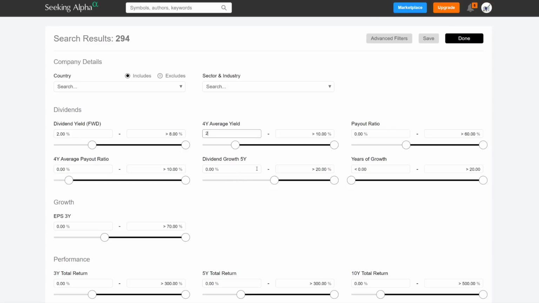And so for this scenario, we'll tweak this in a moment, but right here, what's most important for me is I don't want any dividend cutters, okay? So by having it at 0 and onward, that means I'm not going to include any company that over the last 5 years annualized has a negative dividend CAGR, okay?